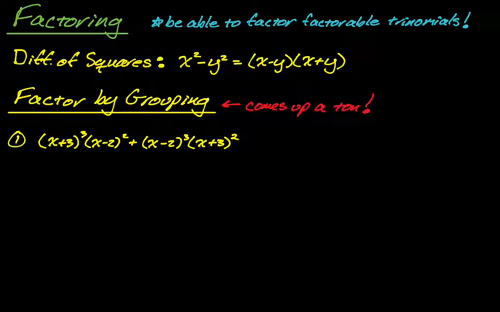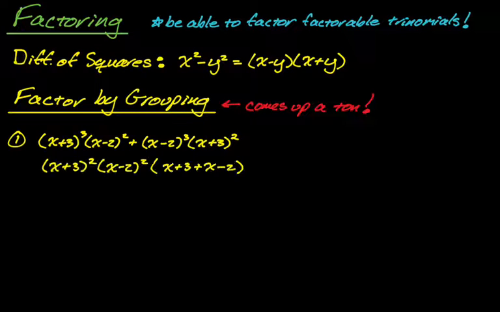I have x plus 3 cubed times x minus 2 squared plus x minus 2 cubed times x plus 3 squared. So there's a lot of similarities there, right? X plus 3 and x minus 2, factors of both. So I can take out an x plus 3 squared because that's the lowest power of x plus 3 that I see. So I'm going to take that out. I can take out an x minus 2 squared because it's the lowest power of x minus 2 that I see. They share that.